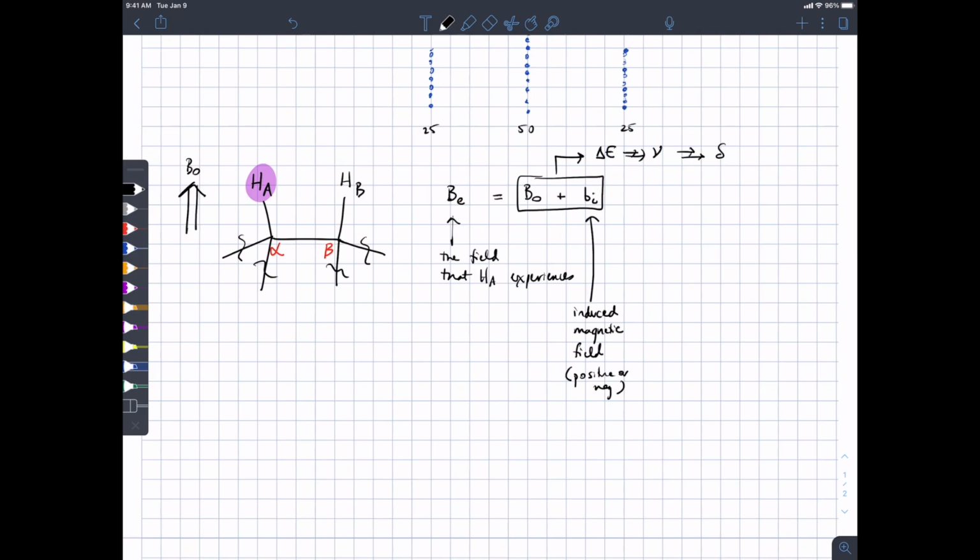100% of molecules with HA in them would be in this situation. Okay? However, once we introduce nearby protons, we increase the number of possibilities for the field that proton A can experience, because proton B is itself a magnet. Proton B has a magnetic field. It has an angular momentum.